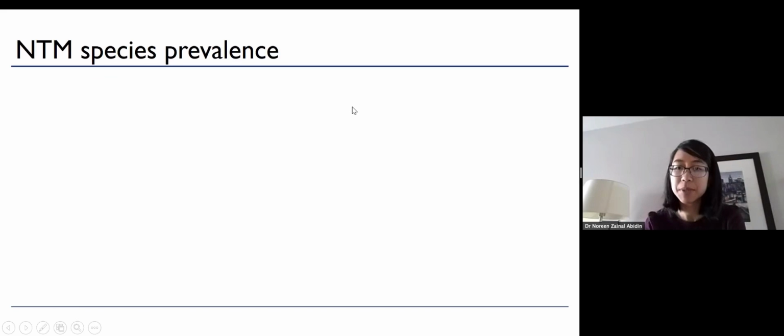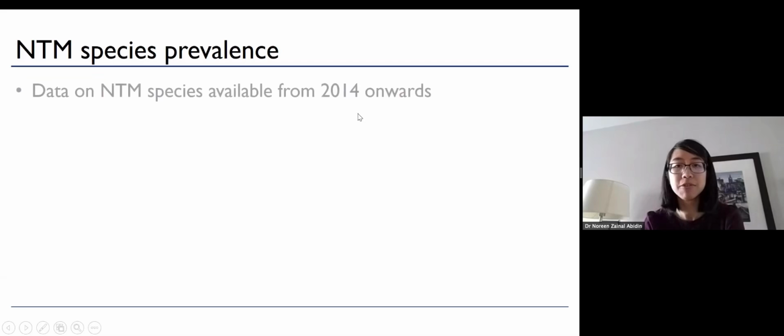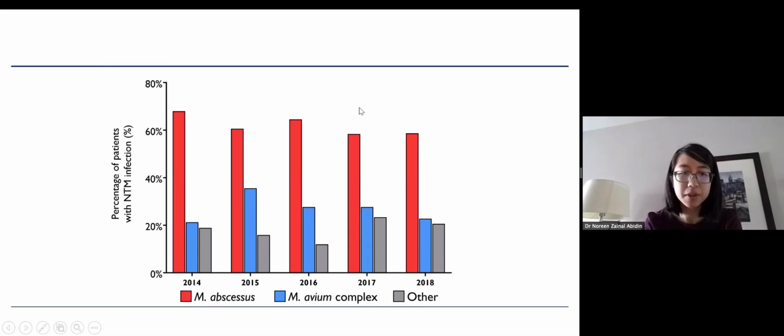Next, we looked at NTM species prevalence. Data on NTM species were collected in the registry from 2014 onwards. And this graph shows you the proportion of patients who were NTM positive in a year. And for each year, we found that an average of 60% of NTM positive cases had isolated Mycobacterium abscessus.